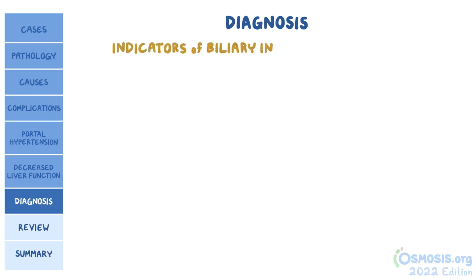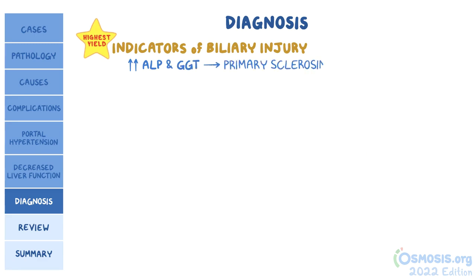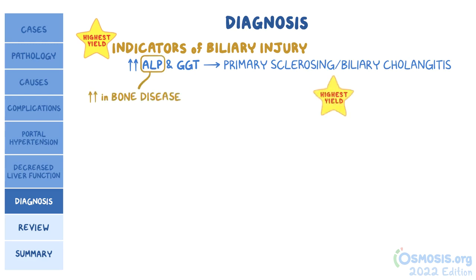Indicators of biliary injury, like elevated alkaline phosphatase, or ALP, and gamma-glutamyl transferase, or GGT, are hints for primary sclerosing cholangitis, or primary biliary cholangitis. Remember that ALP can also be elevated in bone disease, in contrast with GGT, which is specific for biliary diseases.